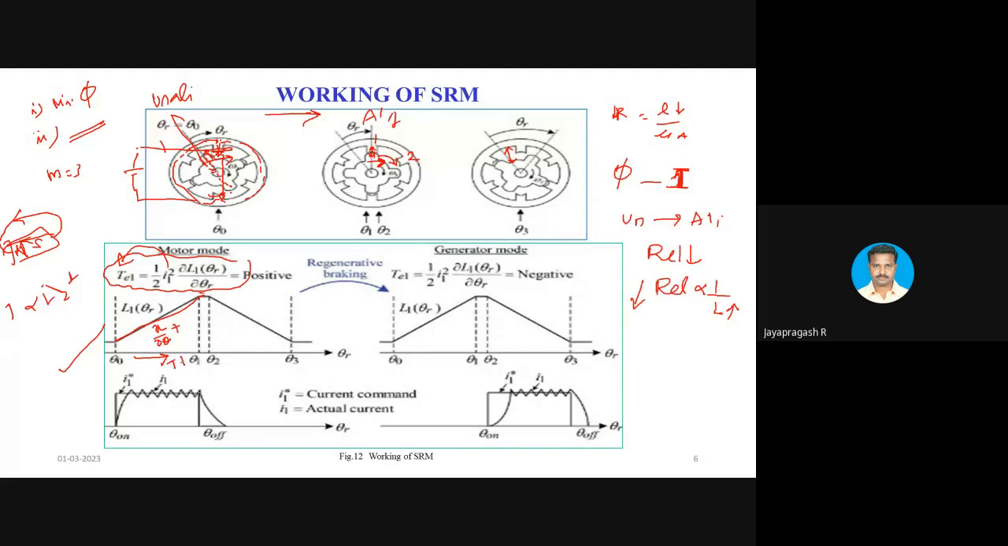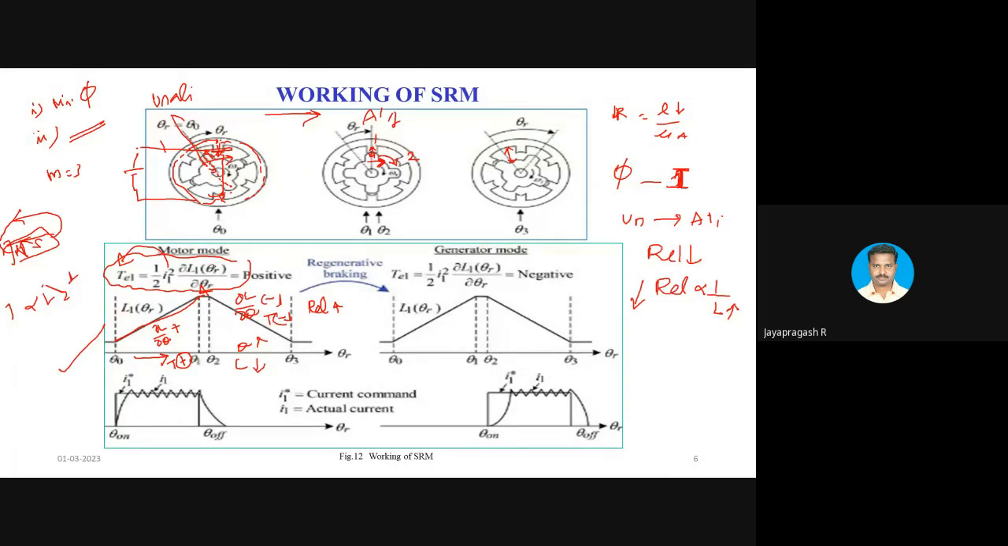Which means torque is positive. Positive torque corresponds to the motoring mode of operation. Once the rotor leaves the aligned position, inductance is decreasing because reluctance is increasing. Here theta is increasing, but the inductance is decreasing. So dL by d theta will become negative, and the torque will become negative.